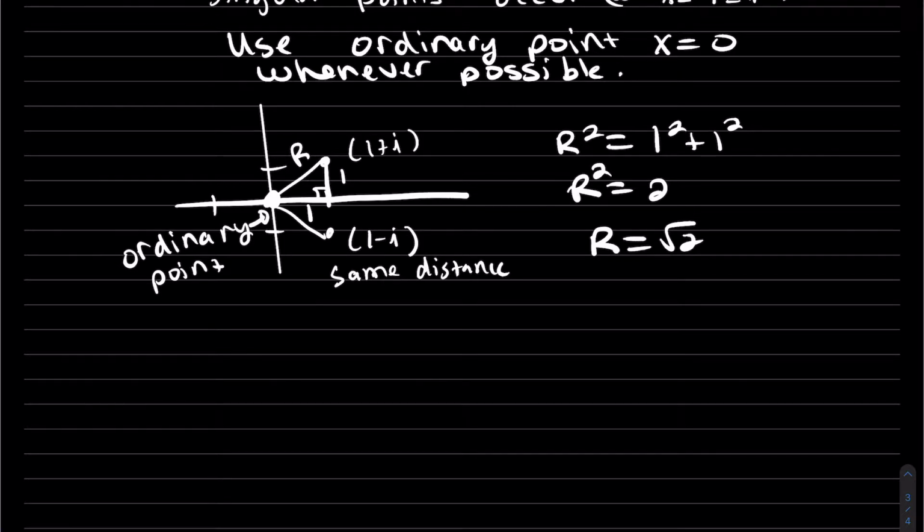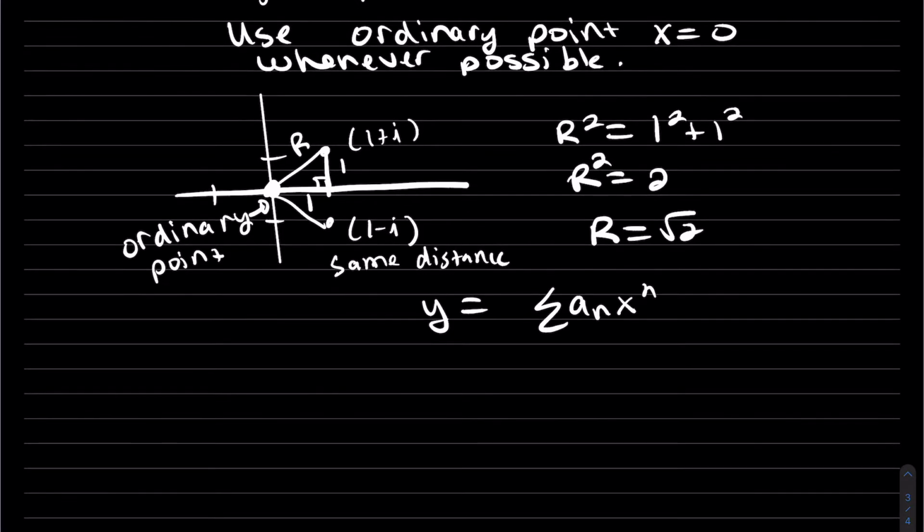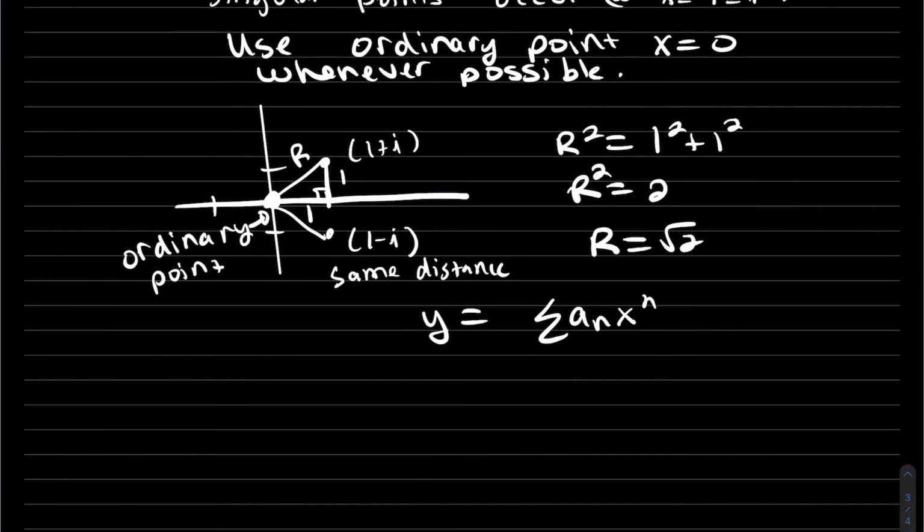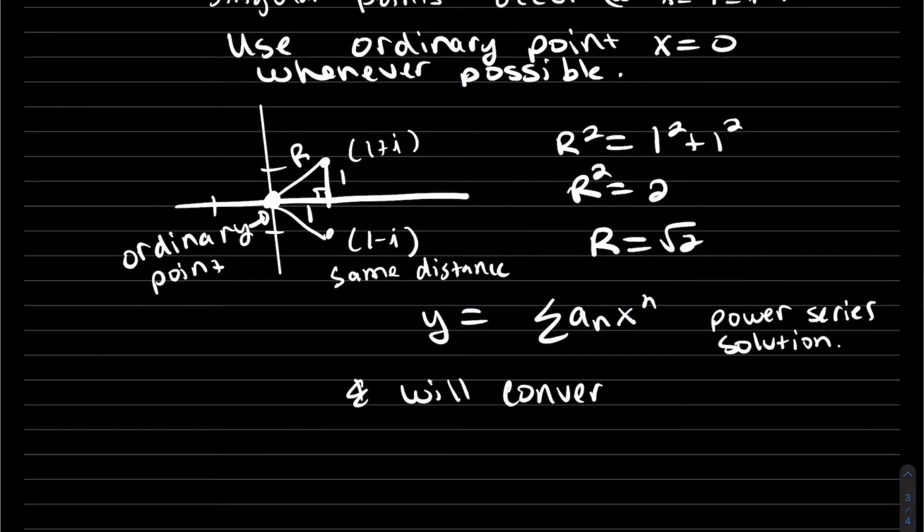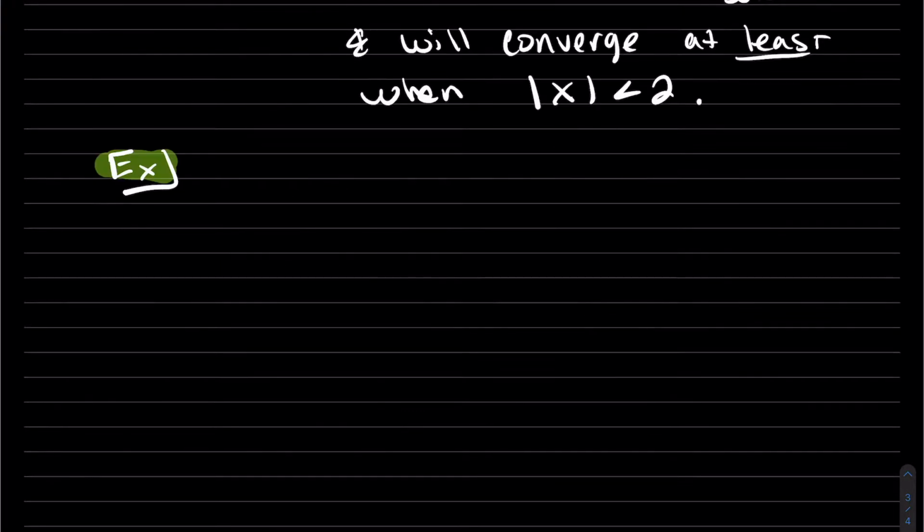So our solution is y equals the power series of a_n x^n, is our solution power series, which of course we haven't found. We're not going to find it on this problem. At least not yet. And it will converge at least when x is less than square root of 2. Want an easier example to solve than the previous one.